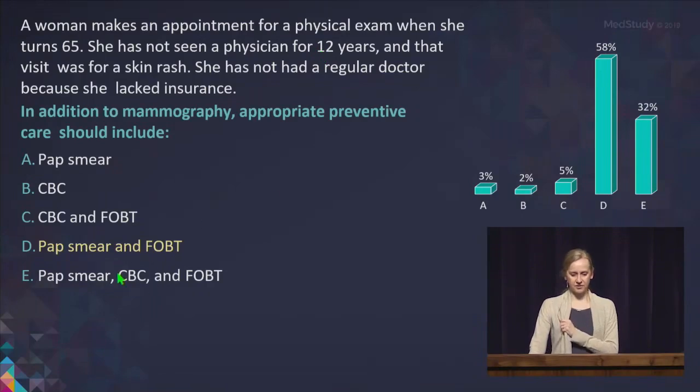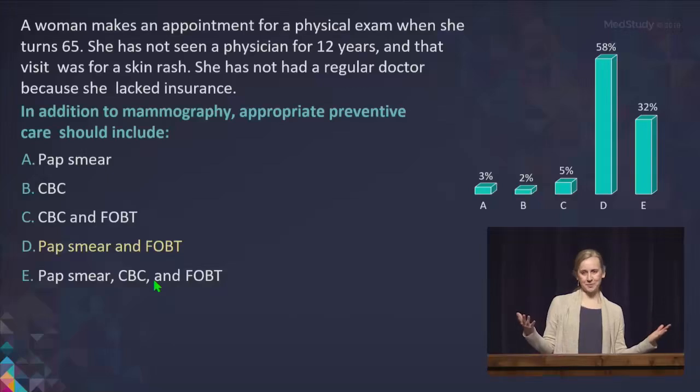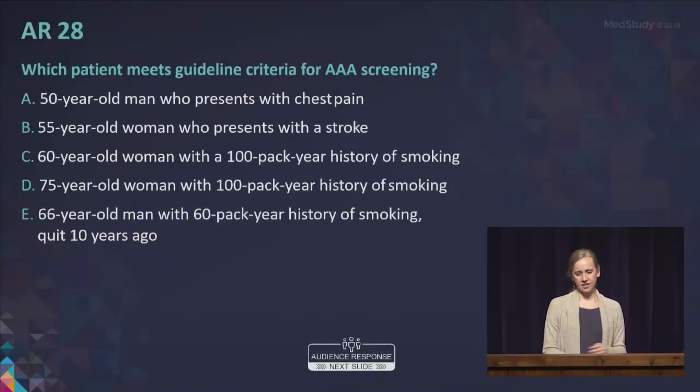And then it looks like a lot of you guys picked CBC. I think this is one place where the guidelines and what we do clinically is quite different. All right, audience response 28. Which patient meets guideline criteria for AAA screening?